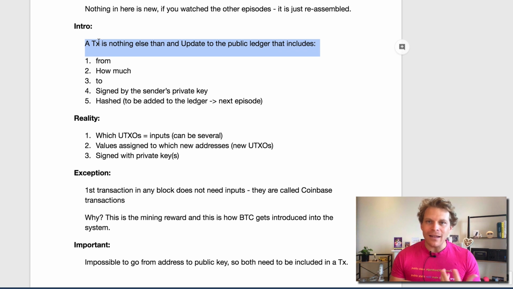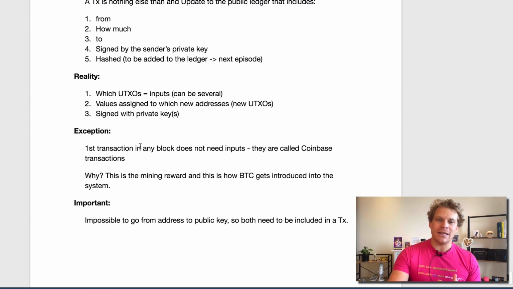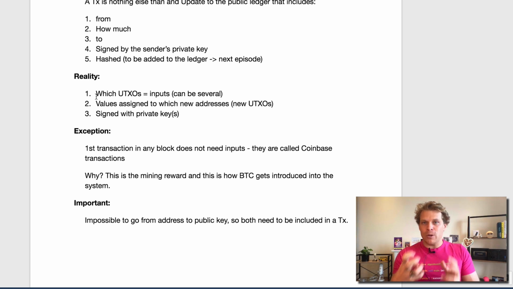Now, in reality, you should notice that the how much is not account-based, it's transaction-based, it's UTXO-based, an unspent transaction output. And as an input, you could have several UTXOs that have to be unspent, and this is going to be checked. There's this database of unspent transaction outputs.